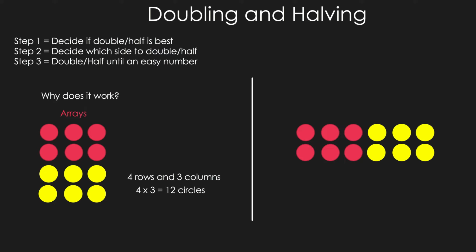So how many rows and columns should we have? Well, we already have it on the screen, but if we halve 4 and double 6, we should get 2 rows and 6 columns. Okay? So how many circles do we have? The same amount, 2 times 6, which is 12.